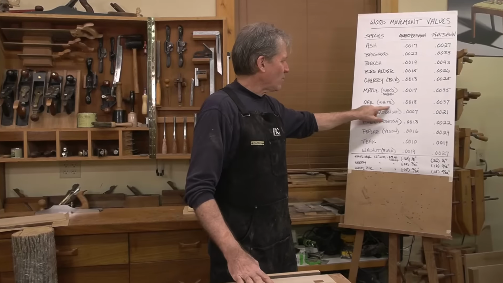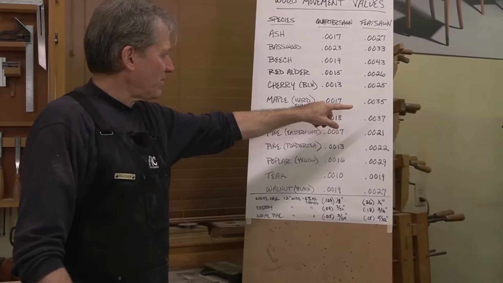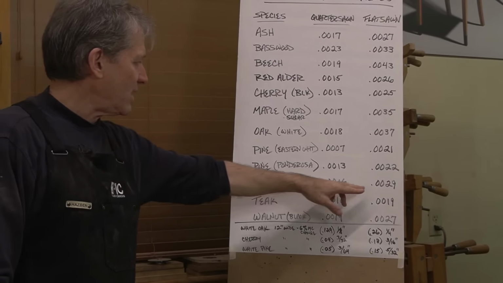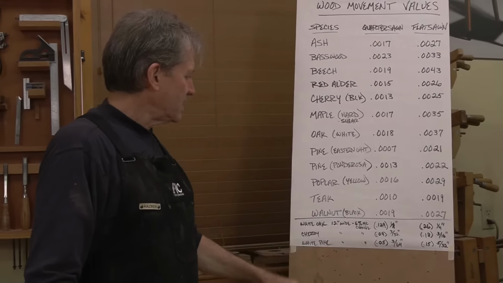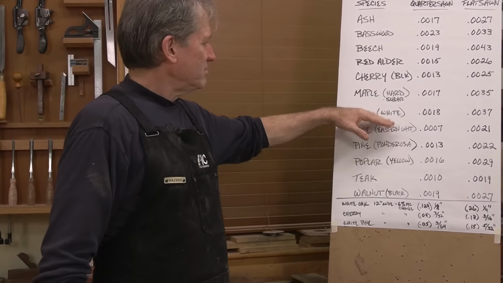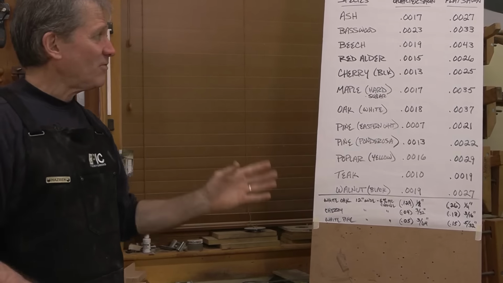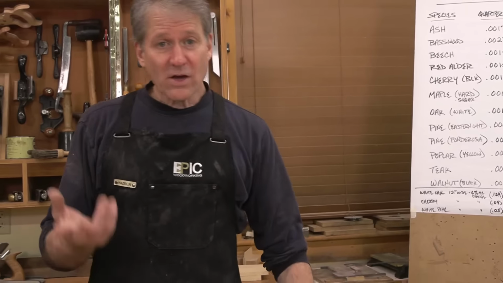But you can see white oak and maple, they move a lot. They're up in the 35, 37 here, where poplar's down to 29, a little less. And walnut's a little more stable. But those hardwoods like maple and oak, you've got to watch out for them and make sure they're dry in that situation.